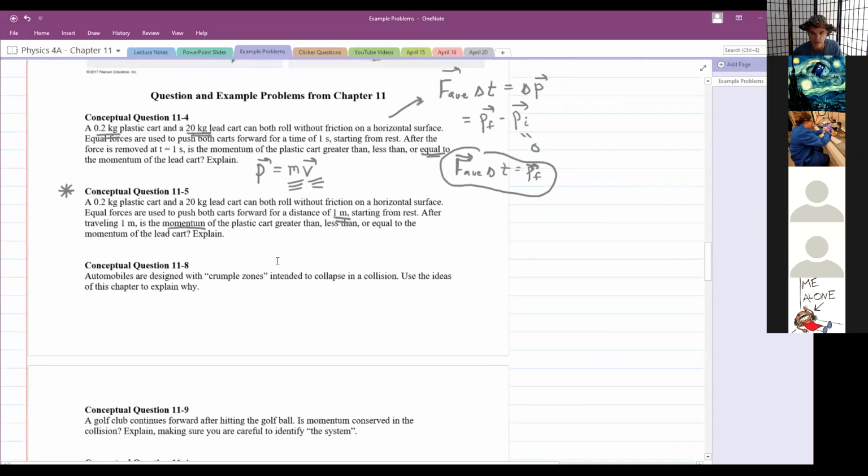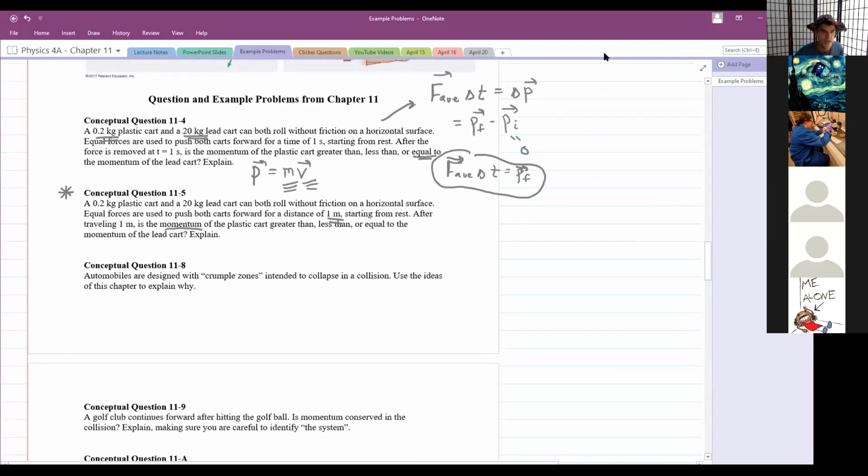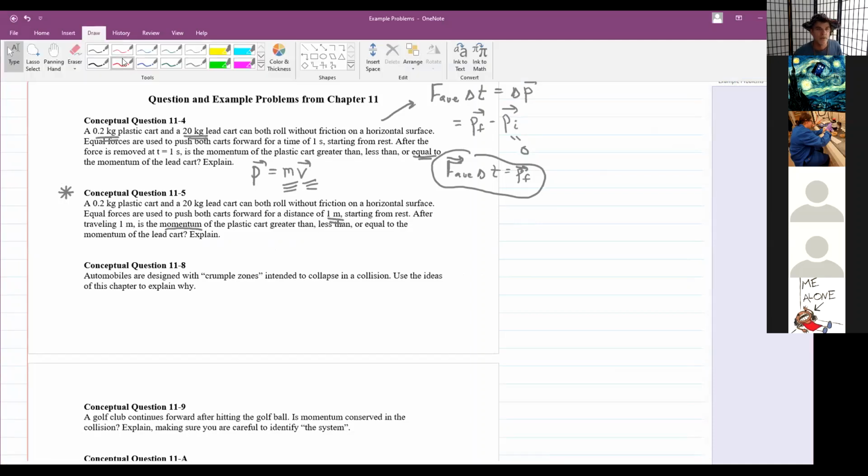And again, I'm going to start writing out the solution. And let me just change colors here. Let's do this in red.